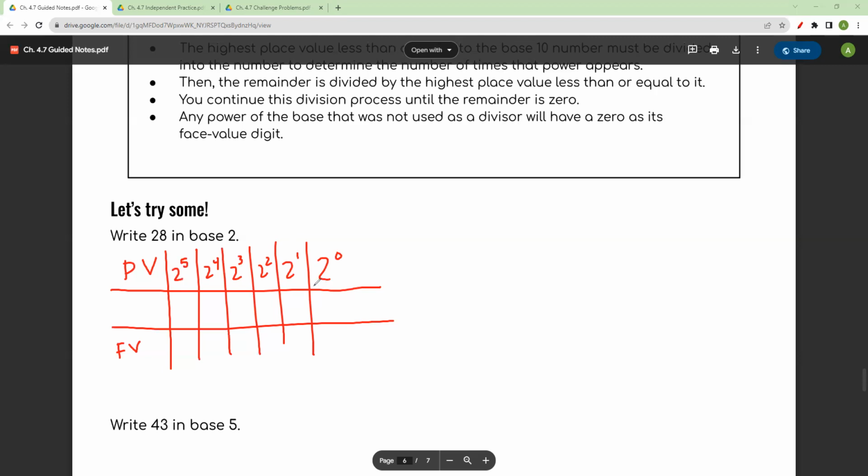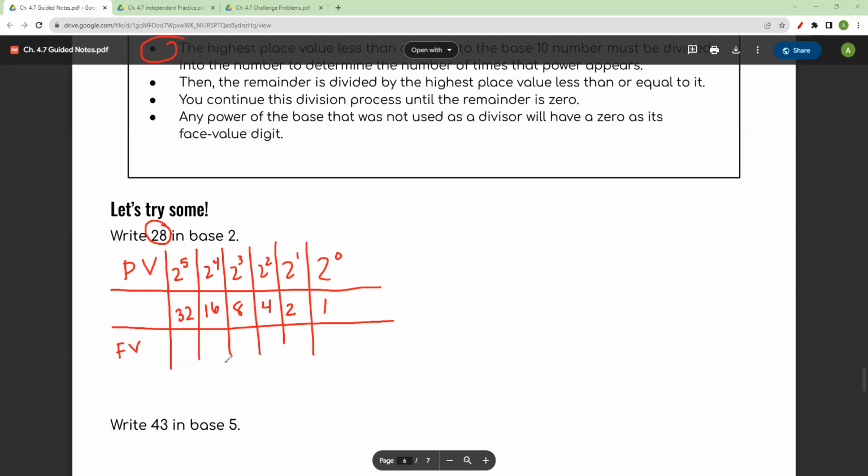Okay, but what does that mean? We have our base 2s. This is going to be 1, 2, 4, 8, 16, 32. Now, if you read up above, it says the highest place value less than or equal to the base 10 number must be divided into the number to determine the number of times, and so on. That's the first bullet point. What that means is you want to look at this number and find a spot where it belongs.